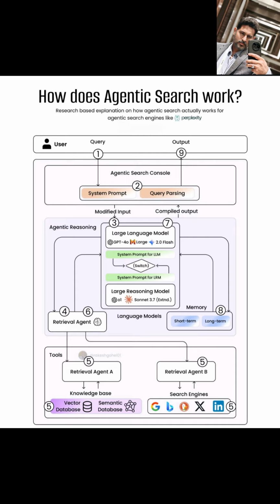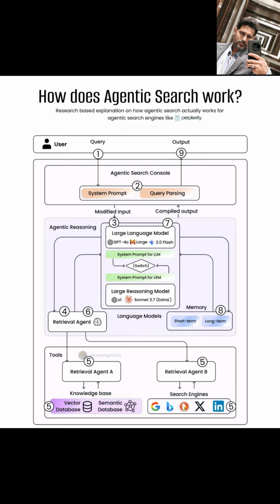This leads us to the retrieval agent, 4. This is the workhorse that goes out and actively seeks information. It doesn't just rely on a pre-built index, it dynamically uses tools, 5. The tools are crucial. These can include knowledge bases, like vector databases and semantic databases, which allow for understanding the meaning and relationships between information.